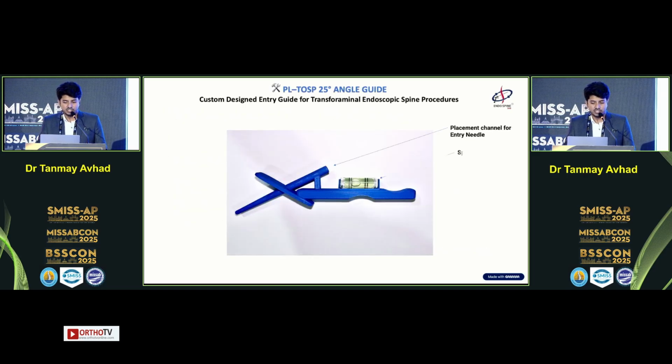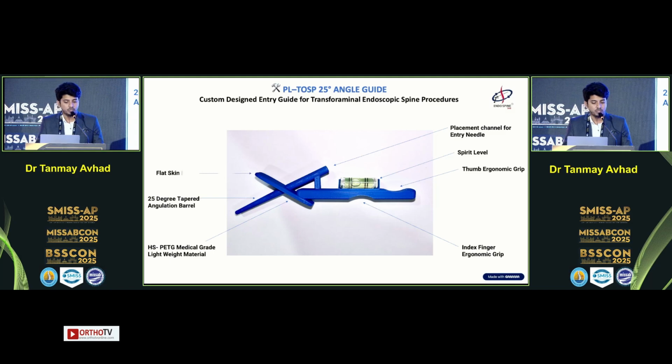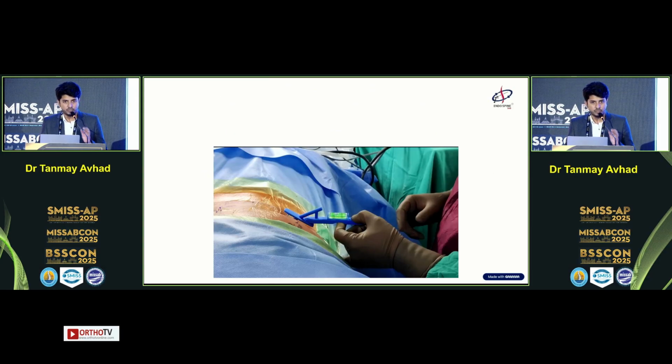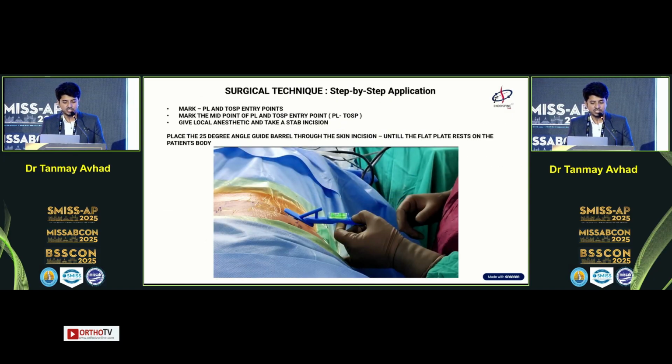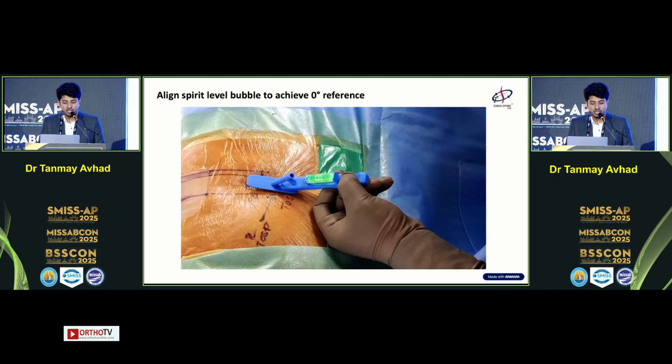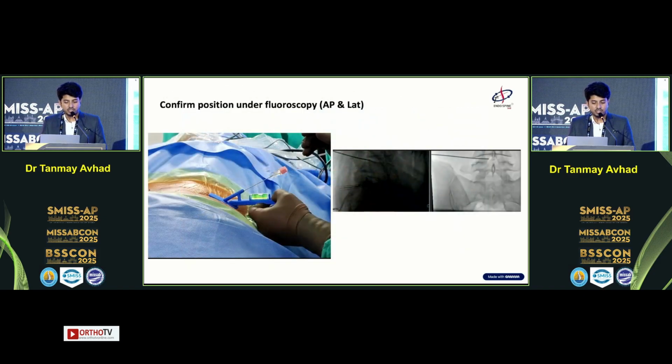This is the angle guide. It has a lot of components which give us a 25 degree angle, including a spirit level, which helps us understand the neutral, the 0 degree with the horizontal, which gives an exact 25 degrees for us. The patent for this is still in process. The surgical technique is marking the PL-TOSP entry point, introducing the guide, making sure you are at neutral using the bubble, introducing the angle, and docking it in AP and lateral view, confirming under fluoroscopy.